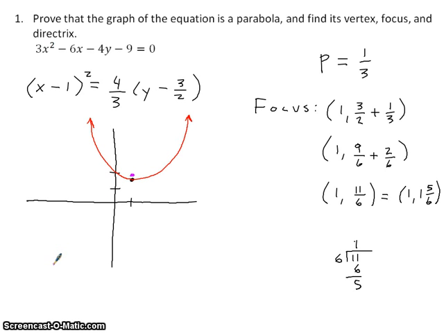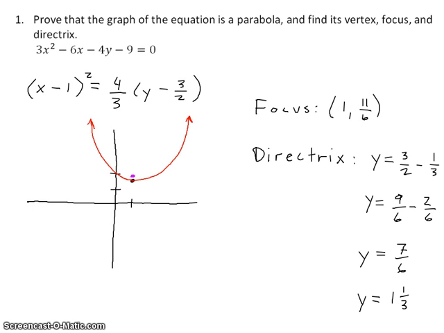I need to find my directrix by subtracting the p-value from 3 over 2. So I've subtracted 1/3 from the y value of my vertex to find 1 and 1/3, which means that my directrix is right here, right in back of the vertex of my parabola. Okay, let's move on to problem number 2.